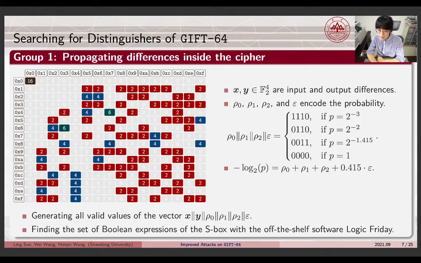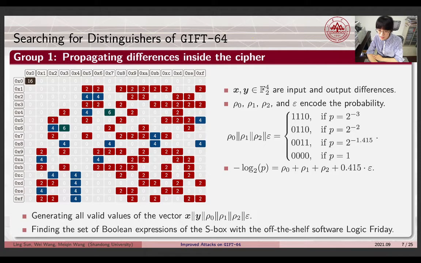So describing the differential propagation across the cipher comes down to the description of the S-box. We denote by X and Y the input and output differences of the S-box. Since we should encode the information about the probability, we introduce four Boolean variables, rho 0, rho 1, rho 2, and epsilon. Note that the entries in the differential distribution table of GS have 5 possible values, which are 0, 2, 4, 6, and 16. So the differential probability P of a feasible propagation only has 4 choices.